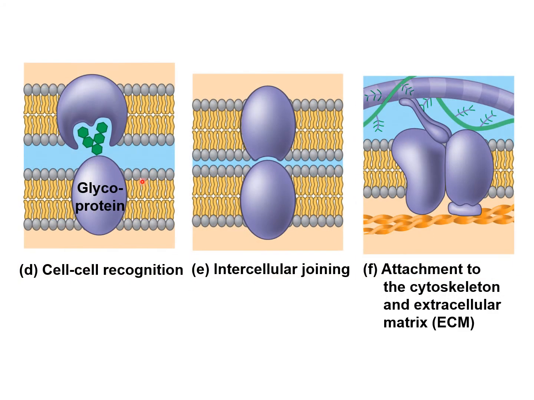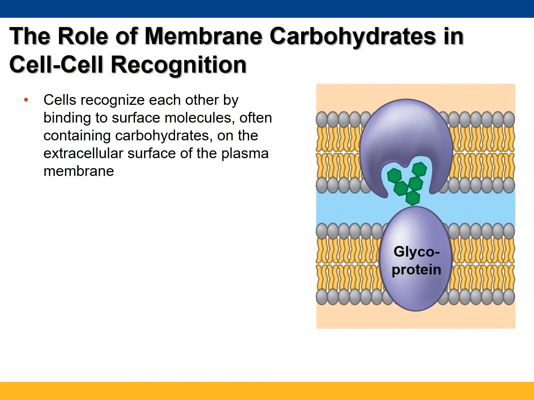And here are the other ones. Intercellular joining doesn't look all that fancy, but these other ones are looking pretty good. Again, that cell-cell recognition, the attachment to the extracellular matrix, and other tissues. We're going to start with cell-cell recognition. How a cell recognizes who and what another cell is and what that cell is doing.